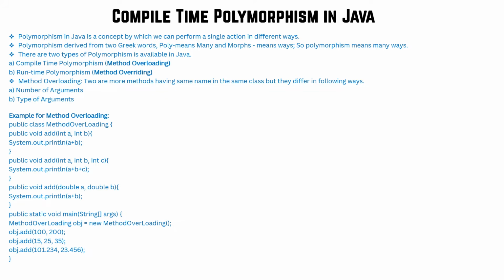There are two types of polymorphism available in Java. One is called method overloading, or compile time polymorphism, or static polymorphism. Do not get confused, same name.